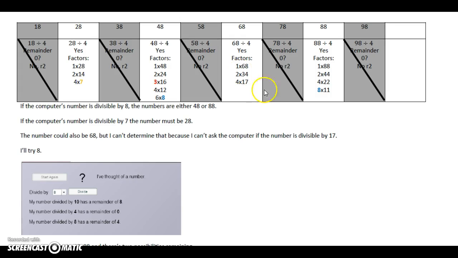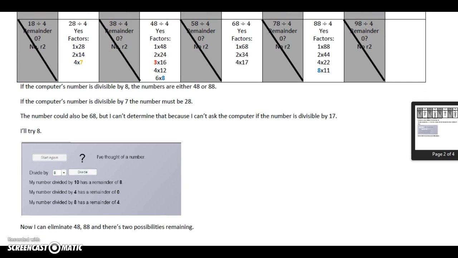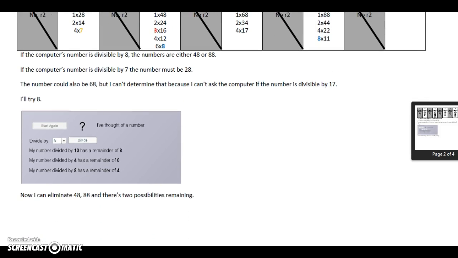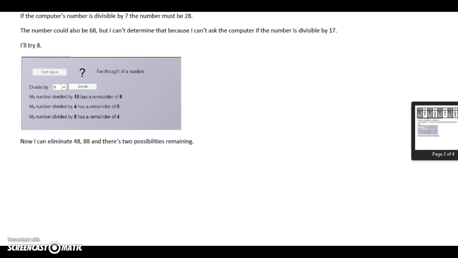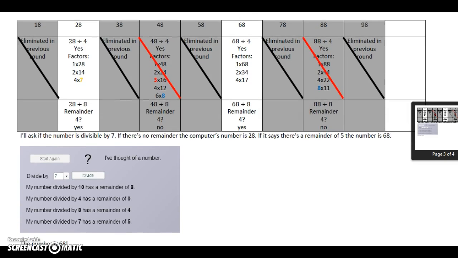So what I'm going to do is choose 8 because it's shared by 2 numbers. So I enter in, if it's divided by 8, it's telling me that it's got a remainder of 4. So that means that it can't be 48 and it can't be 88. It must be either 28 or 68. So as I walk through the solutions here, there are only 2 possibilities remaining. I've eliminated 48 and 88.